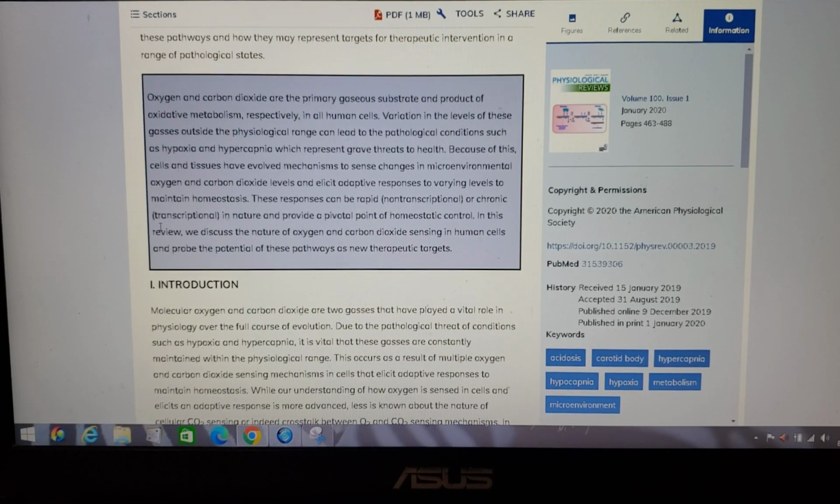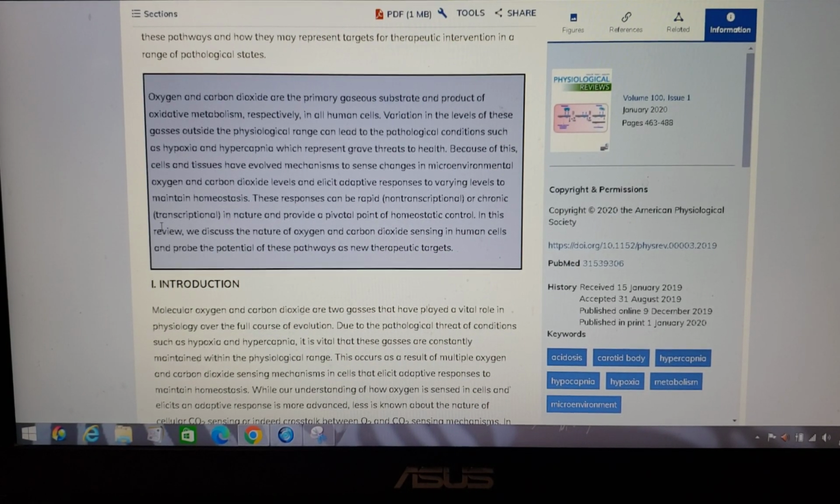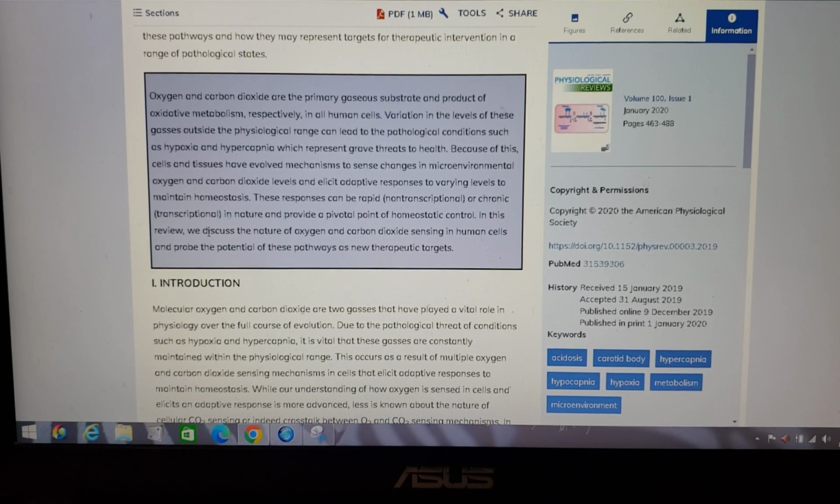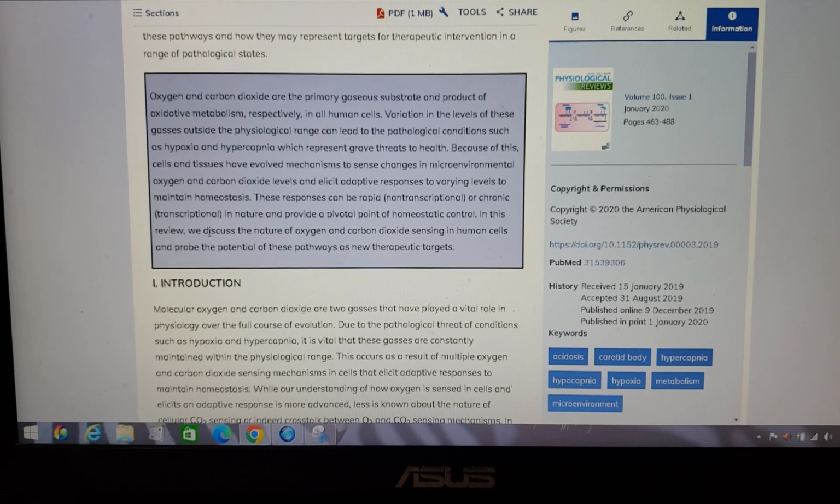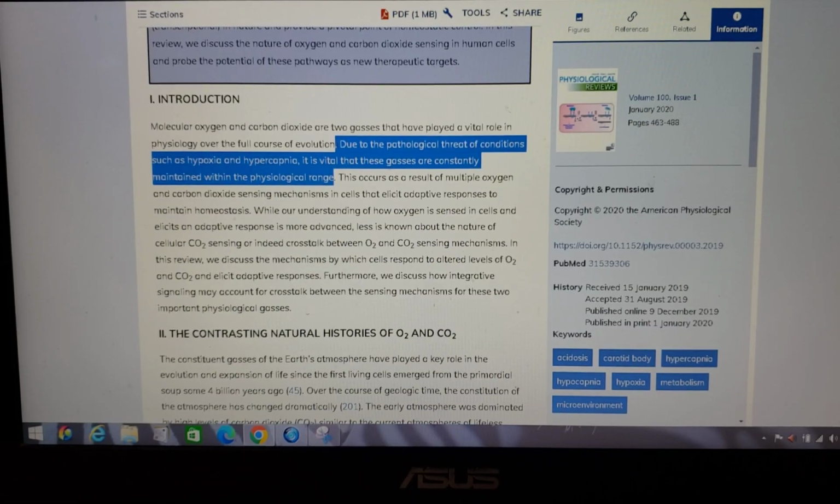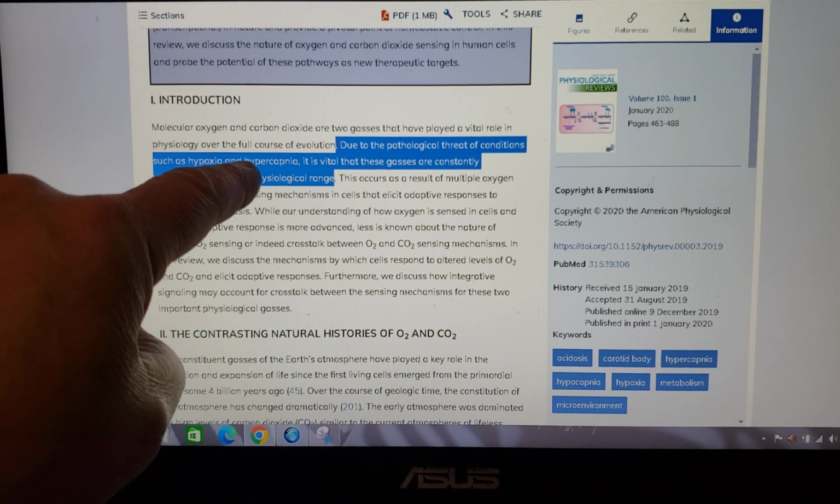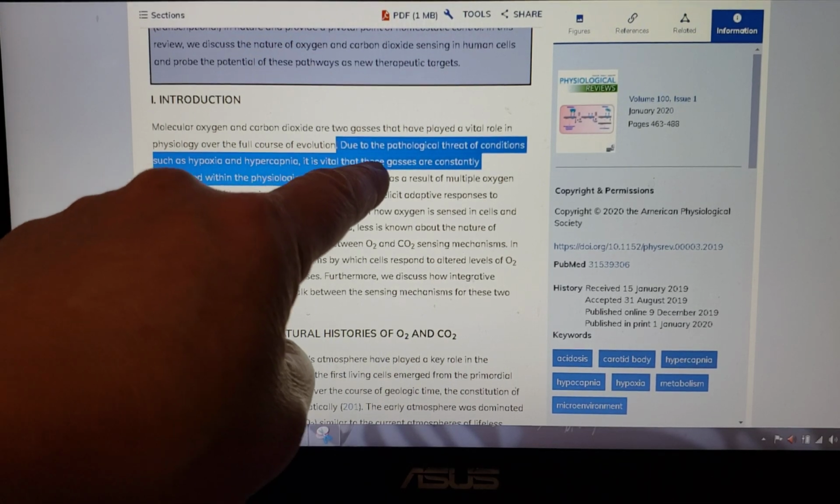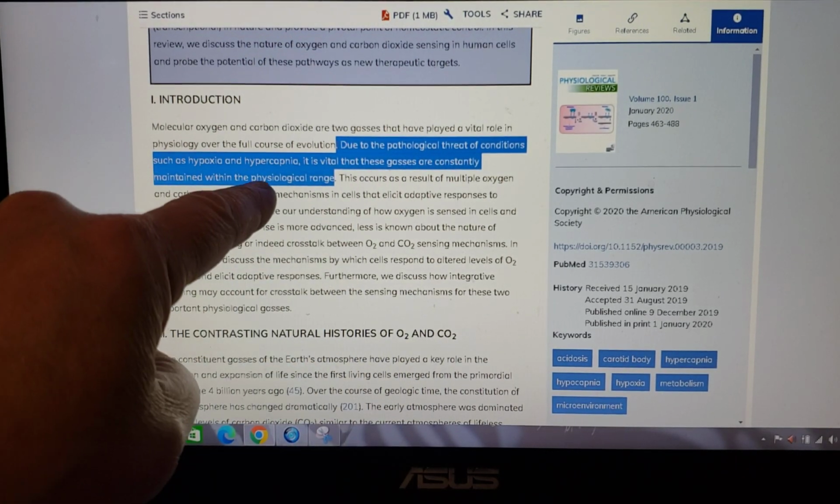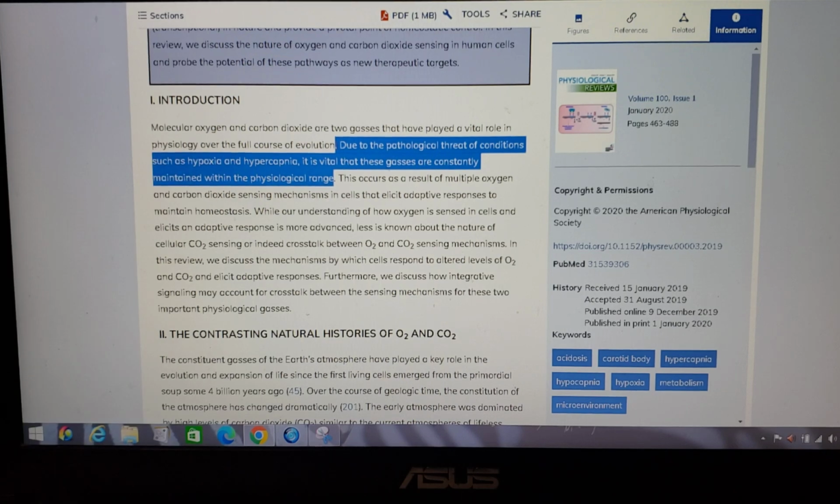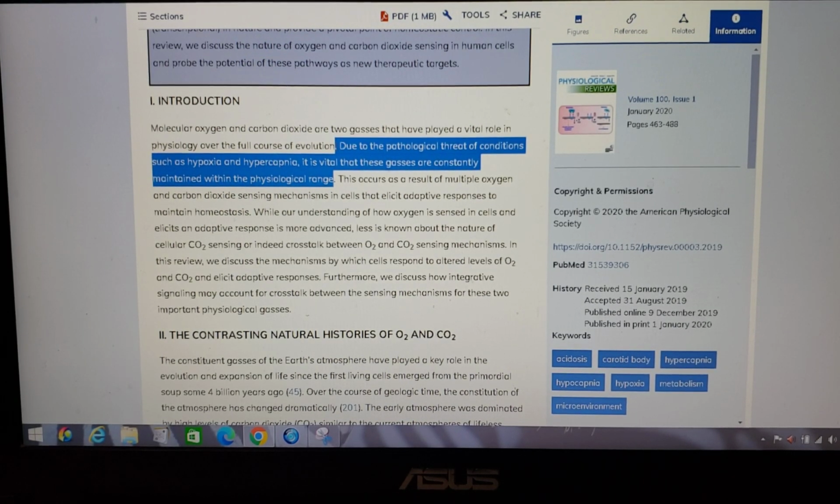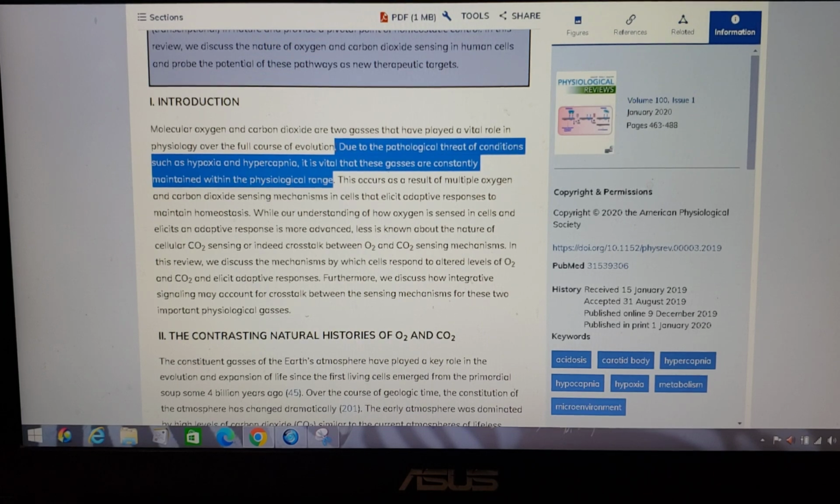So this study shows that elevated CO2 levels can cause ROS, reactive oxygen species. Due to the pathological threat of conditions such as hypoxia and hypercapnia, it's vital that these gases are constantly maintained within the range. So when your body senses something's not right with these gases, this study talks about all the different effects.